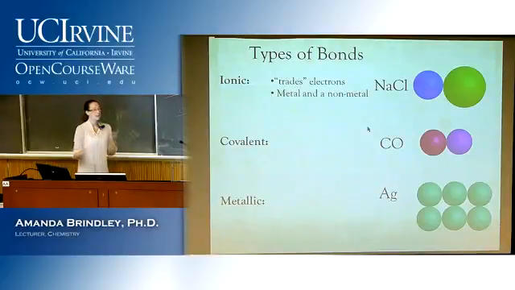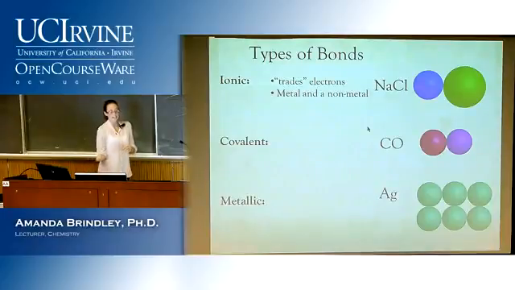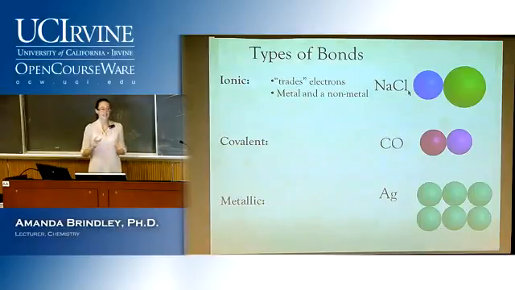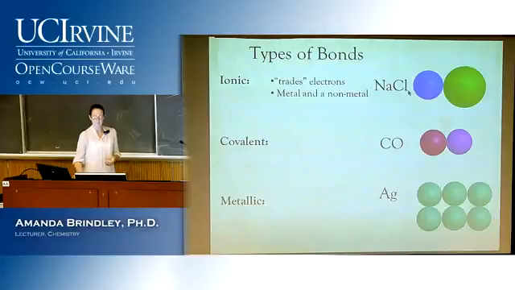So in ionic, you're trading an electron. Sodium says, hey, I have an extra electron. And chlorine says, well, I don't have enough. And so sodium gives its electron to chlorine. Sodium becomes a 1+. Chloride becomes a 1-. Now, that plus and minus, well, now they're attracted to each other. They're like little magnets, right? So they're going to be attracted to each other, and that's how that bond forms.